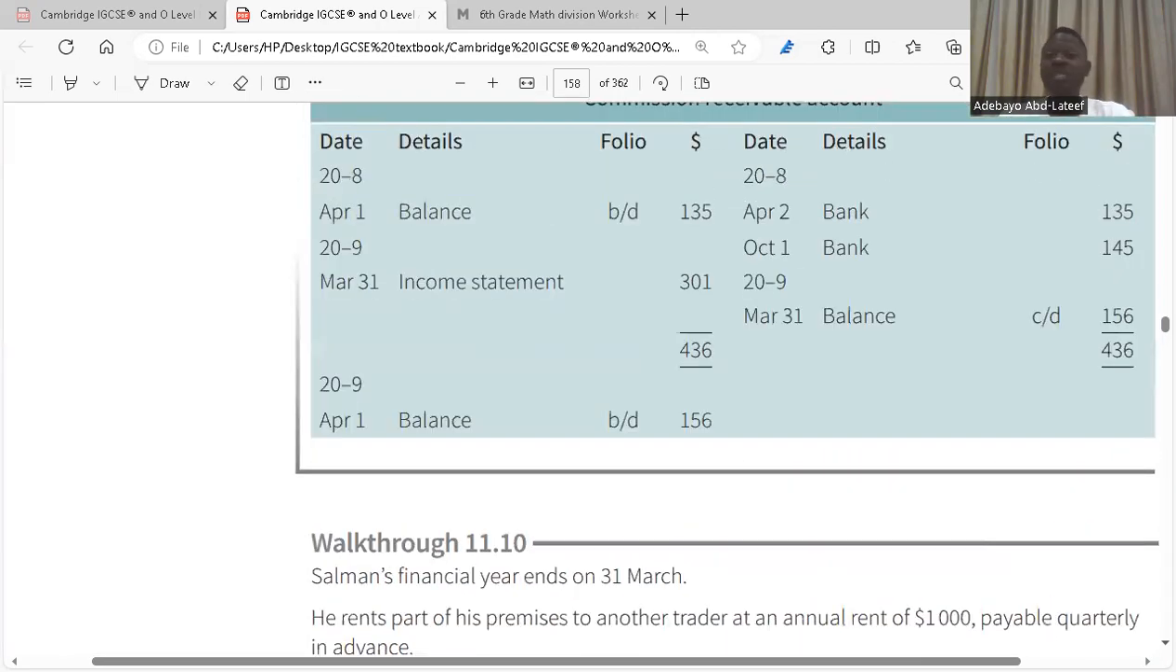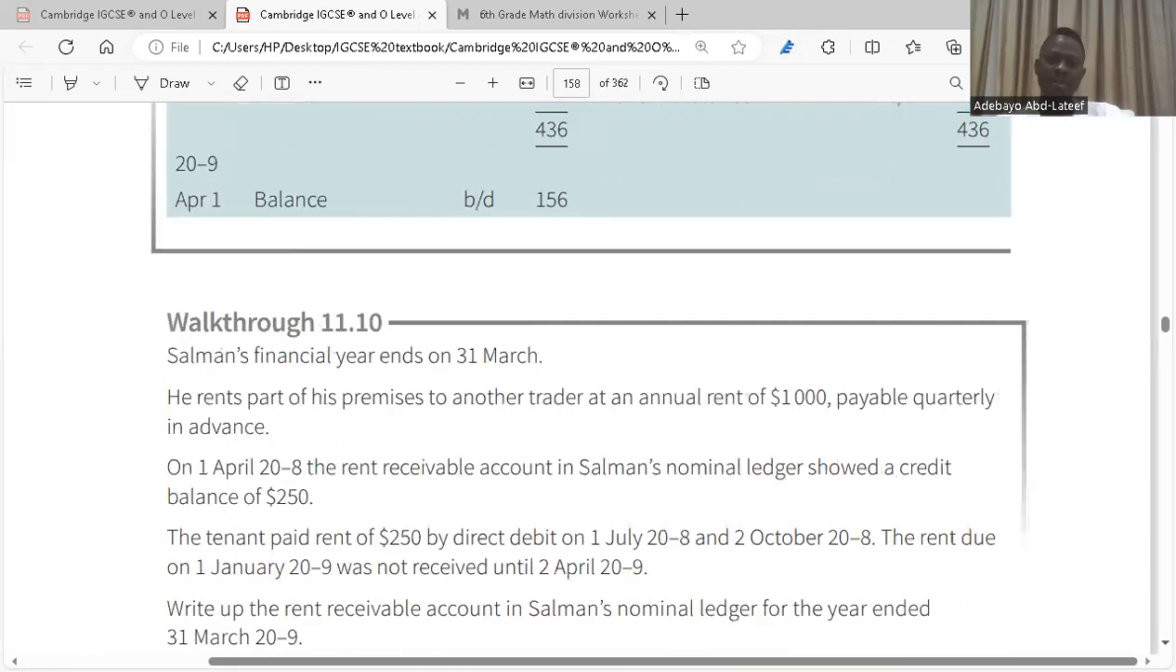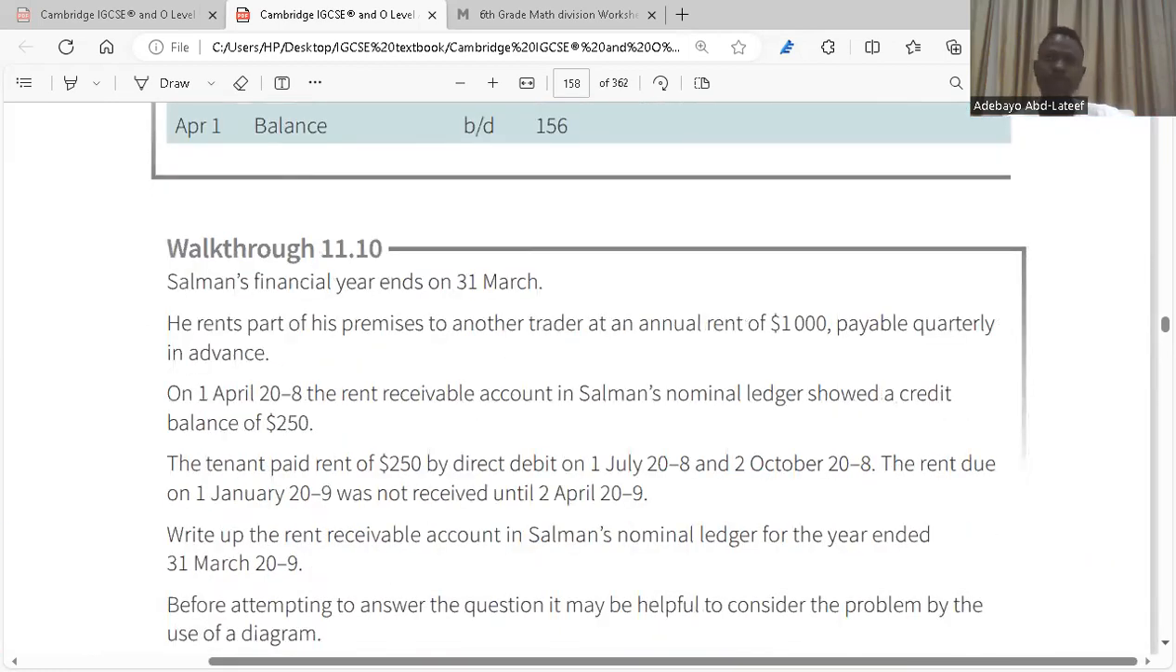So 156 goes to your statement of financial position, as a current asset. As income receivable. Not rent, it's commission receivable, sorry. Commission receivable, yes. Is it clear? Yes. Or accrued commission. No, accrued income. Accrued income is still an asset. It's a current asset. Yes. Is it clear? Yes. All right.